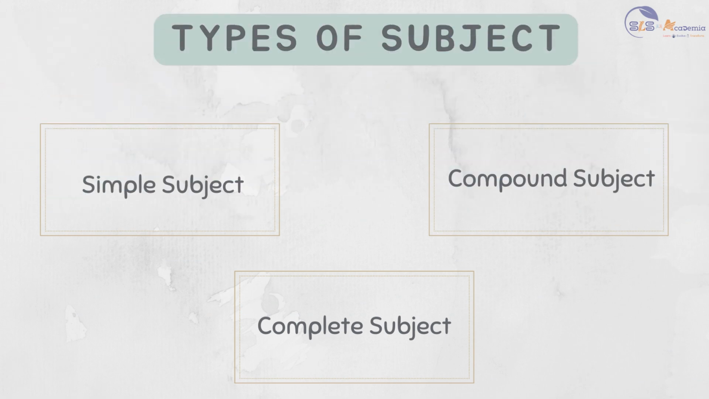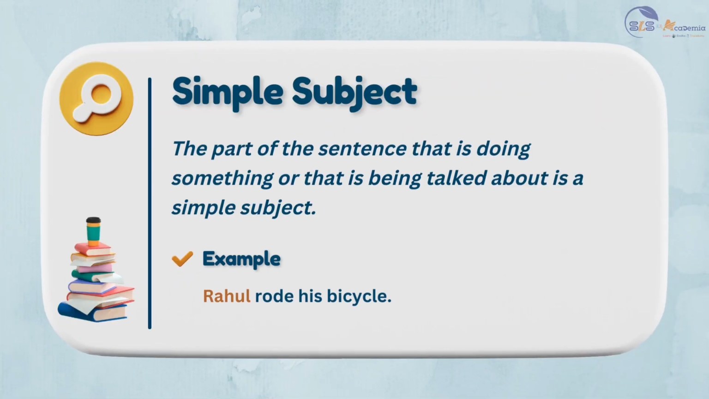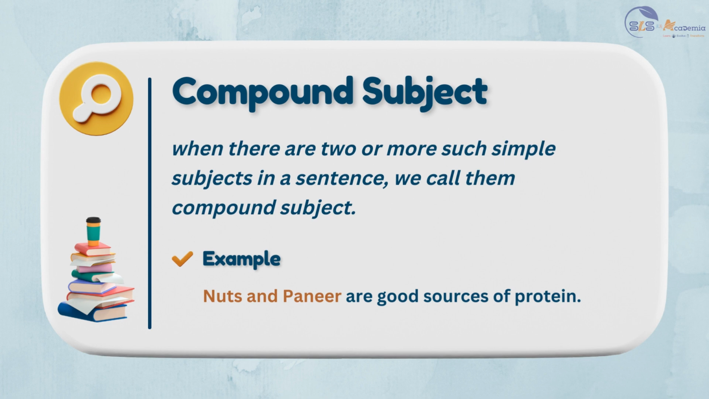Subject can be of three types: simple subject, compound subject, and complete subject. The part of the sentence that is doing something or that is being talked about is a simple subject. For example, in the sentence, Rahul rode his bicycle, Rahul is a simple subject because he is doing an action. When there are two or more such simple subjects in a sentence, we call them a compound subject.